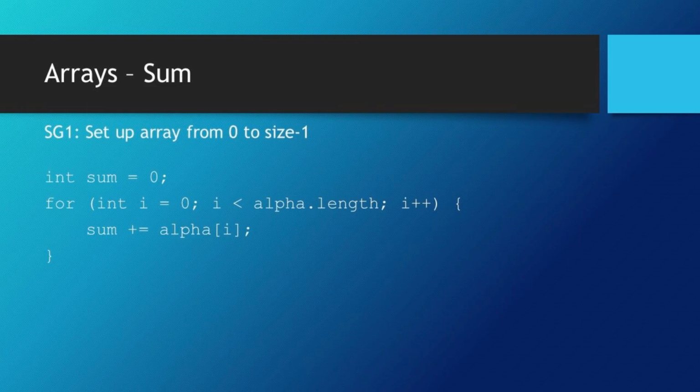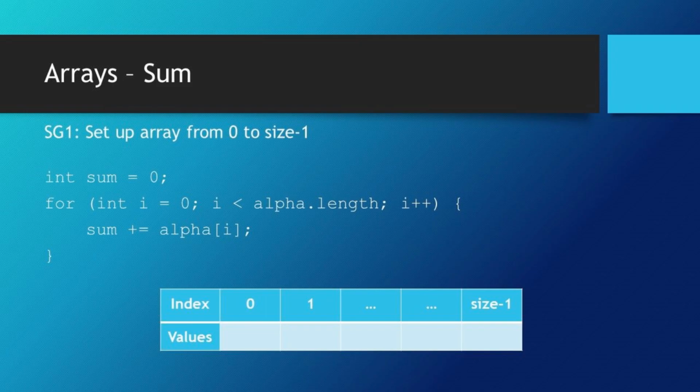For subgoal 1, we set up the array from 0 to size -1. We know that alpha is an array of integers and has values, but we don't know what those values are. So we will set up an array that goes from 0 to some size -1 index. Notice that the largest index is size -1. Remember that alpha.length will give you the array size, but the largest index is size -1.